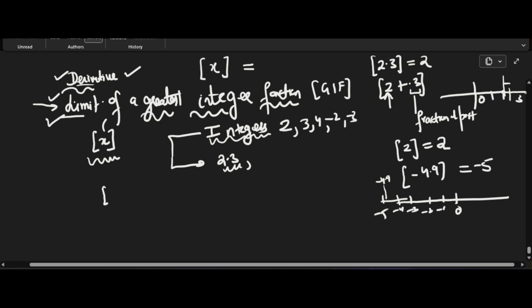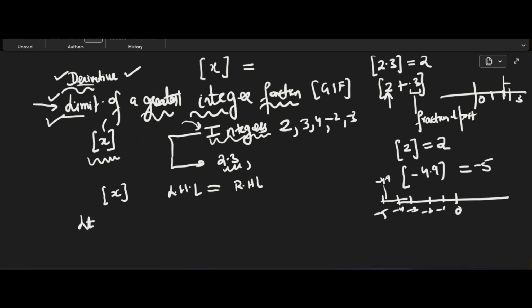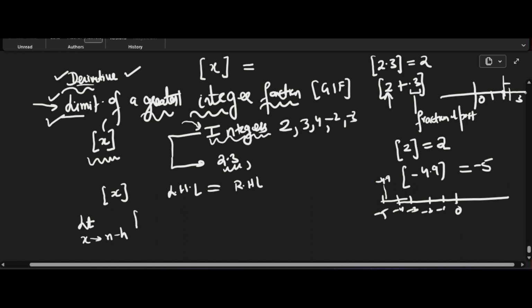If a function has a limit, then the left hand limit has to be equal to the right hand limit. Now in the case of the greatest integer function, the first step is always to take an integer itself. So if I find the left hand limit of a greatest integer function at some integer n, I will write it as x tends to n minus h, because I'm finding the left hand limit, and h is tending to 0.